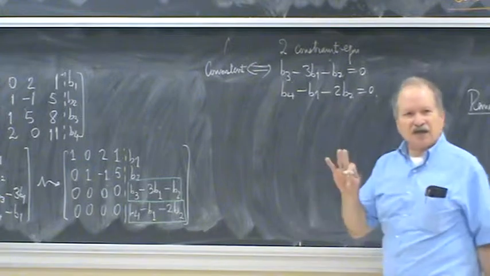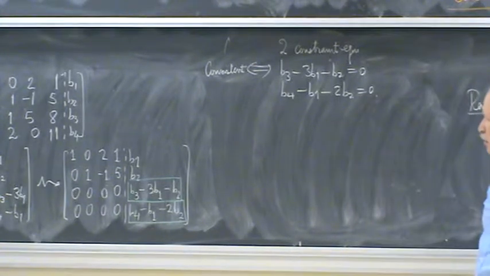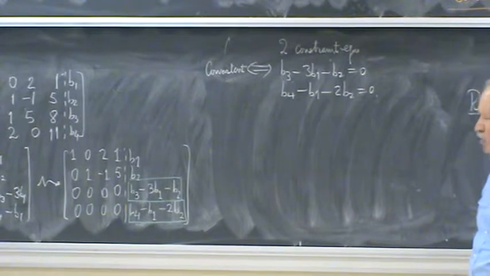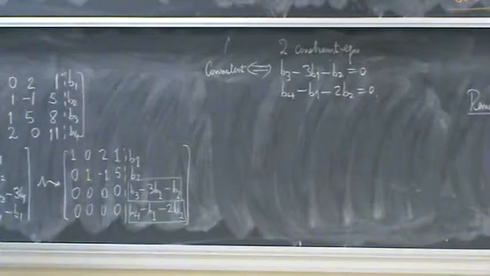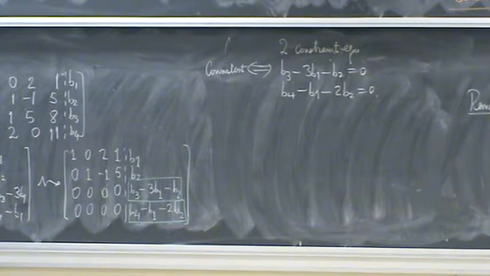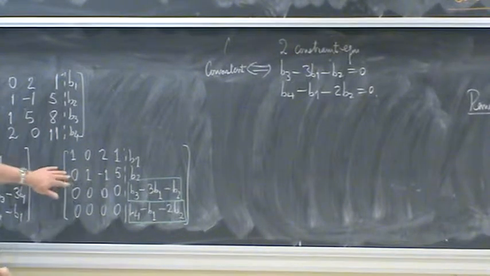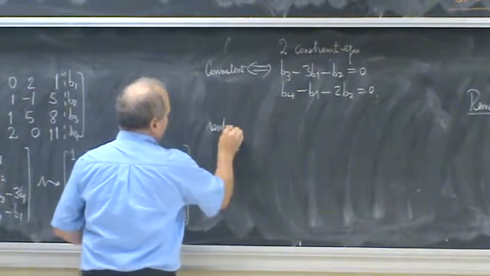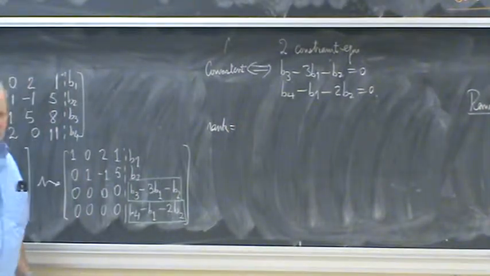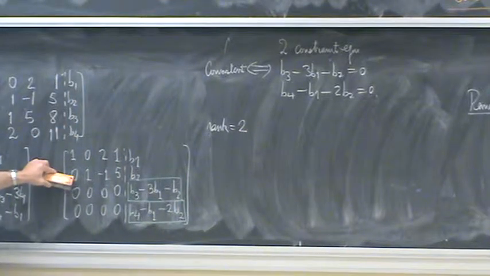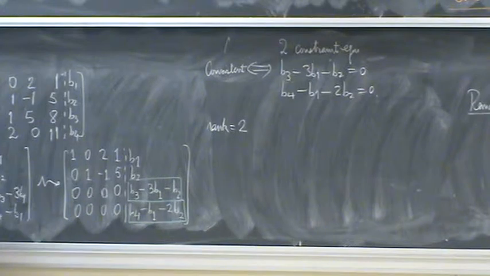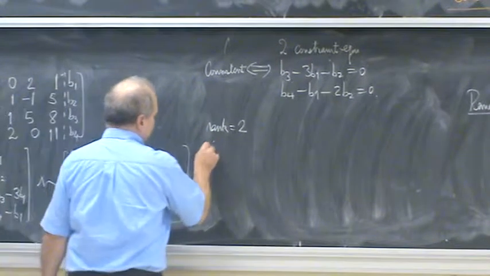What do you think the columns in this case are going to span? I'm not asking for equations, but what's your intuition? What's the rank of this matrix? Who said 3? Rank's 2, right? I've got 2 non-zero rows in my echelon form. So therefore, how many free variables?